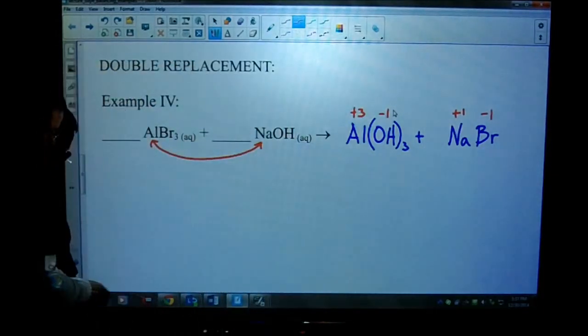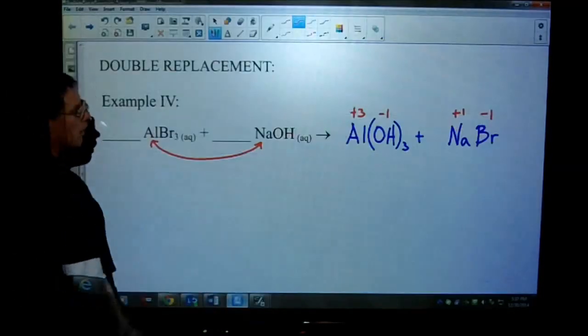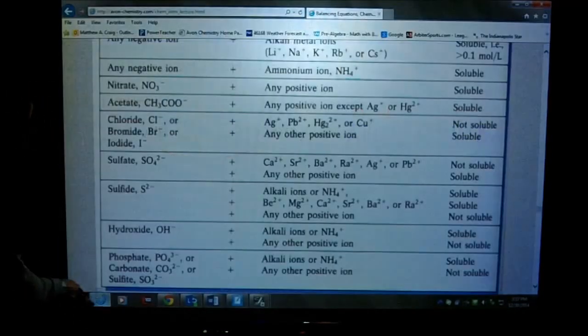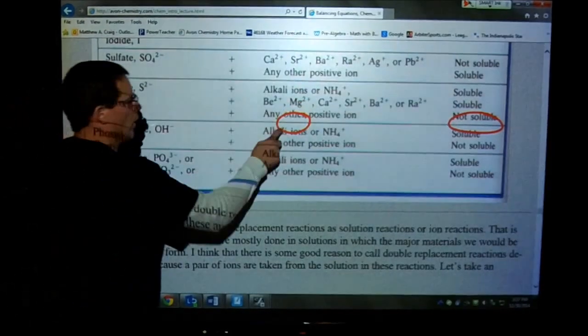Okay, so let's go to our double replacement table. And, whoops, sorry. The first one, aluminum hydroxide. So find hydroxide. Hydroxide is near the bottom here. Well, let me zap those, sorry.